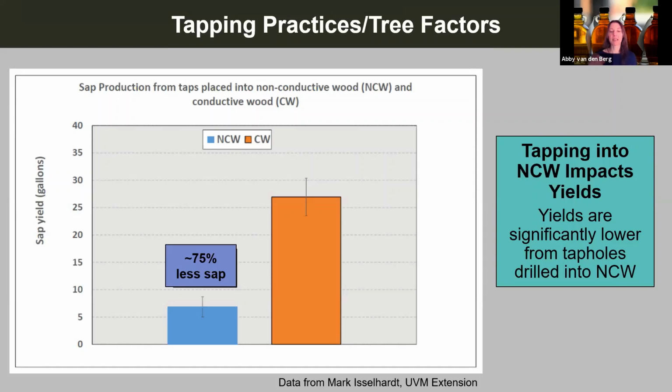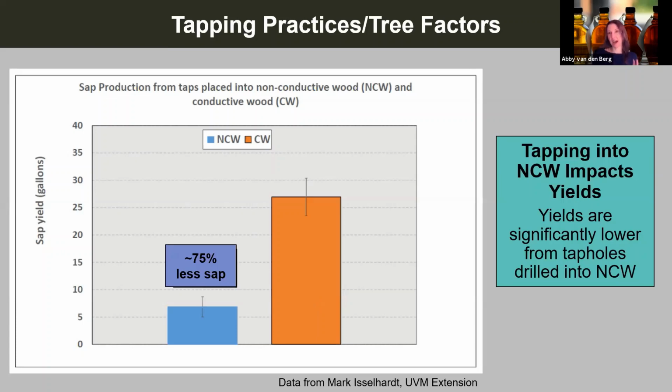And a study that my colleague Mark Isselhardt from UVM Maple Extension did, where he intentionally tapped into old tapholes into non-conductive wood and quantified the amount of sap extracted compared to tapholes that were tapped into conductive wood in the same trees. And what he saw was that the average amount of sap from tapholes drilled into non-conductive wood was 75% less than tapholes drilled into conductive wood. So not just a little bit less, but significantly less.